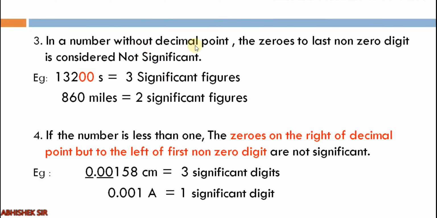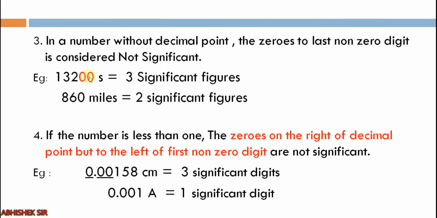In a number without decimal point, the zeros to the right of the last non-zero digit are considered not significant, right? So you see there is no decimal point in both the examples, and at the end we have zeros as well. So you see 13,200 seconds. Suppose there is a measurement of time, 13,200 seconds. First condition, it is a number without decimal point.